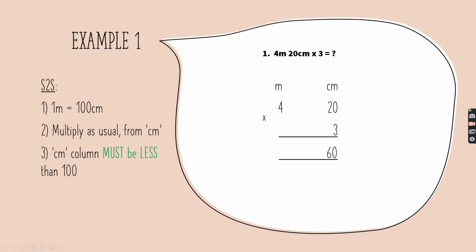Now, step 3 states centimeter column must be less than 100. Now, let's look at what we got right here. It's 60. So we know that 60 is less than 100 and this is okay. So we can carry on with our multiplication. So 3 times 4 gives us 12. And the answer is we have 12 meters, 60 centimeter.